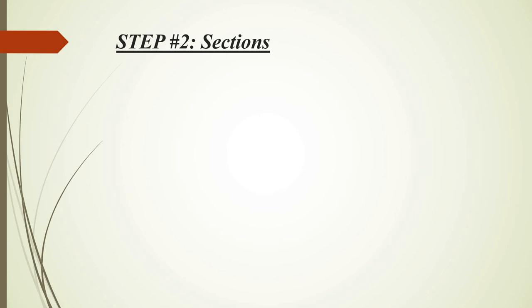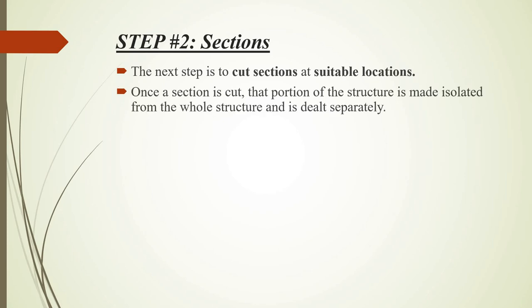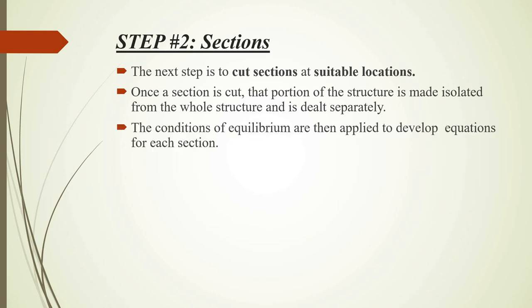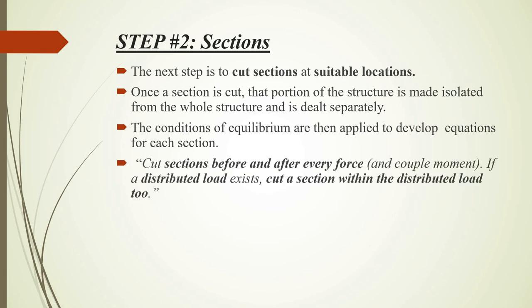Now I'll move on to the second step, that is cutting sections. And that has to be done at suitable locations. Once the section is cut, the portion of the structure would be isolated from the whole structure, and that would be dealt with separately. You'll see how we do that. The conditions of equilibrium are then applied to develop equations of equilibrium for each section.